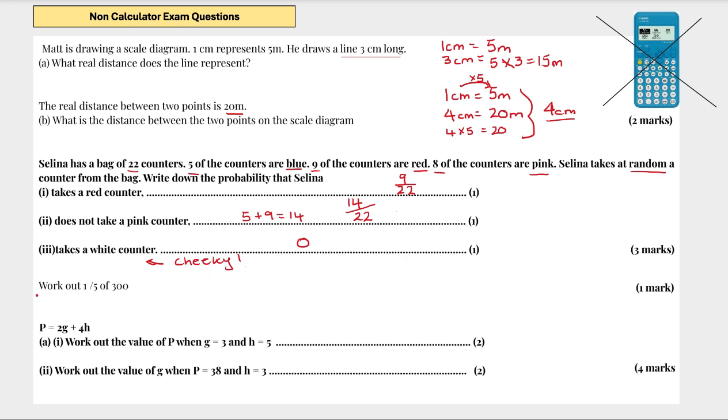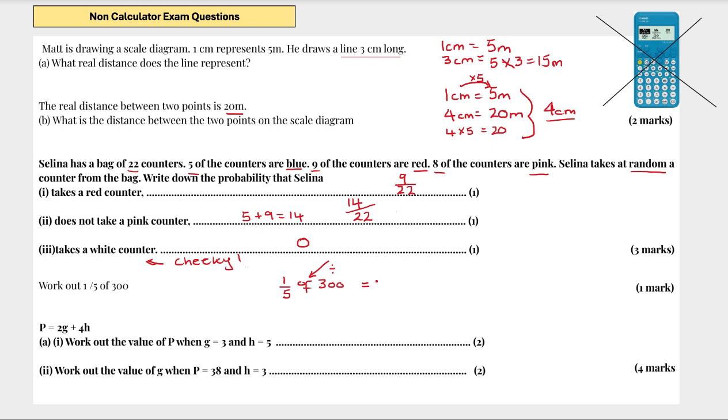So the next one here is work out 1/5 of 300. So to solve these kinds of questions, you just rewrite it. The key word here is of. It wants of something. So it's asking you to find out how many times does 5 go into 300. So when we say of, it's usually a divide question.